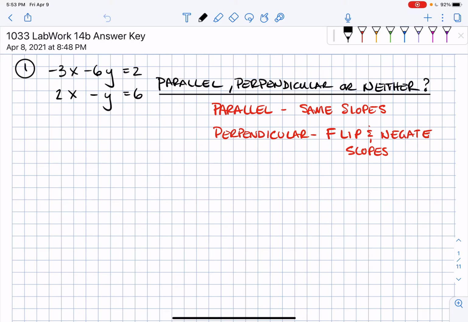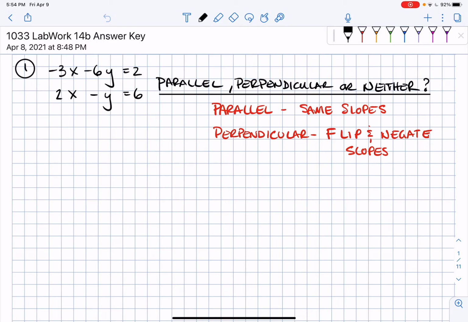All right, so the first question is asking if these two lines, and I know that these two are lines because they both have x and y in them, okay? Raised to no power, so that's why I know both of these are lines. So are they parallel, perpendicular, or neither?